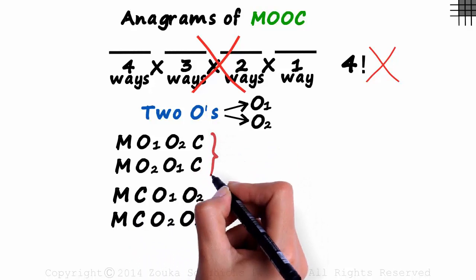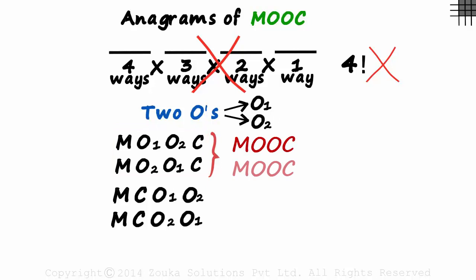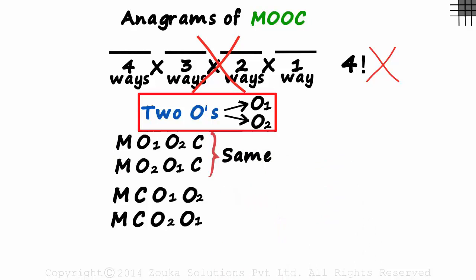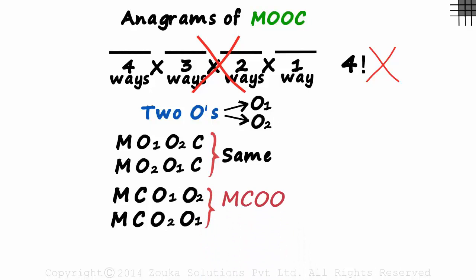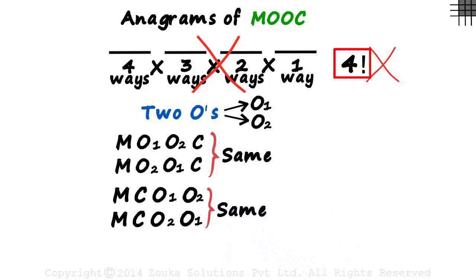Look at the first pair. In reality, are they different? Is MOOC different from MOOC? No, they're the same. The 2 O's are not different. There is just 1 O in the English alphabet. What about the second pair? Is MCOO different from MCOO? No, they're the same as well. This is what 4 factorial includes. It counts each anagram twice, which is incorrect.